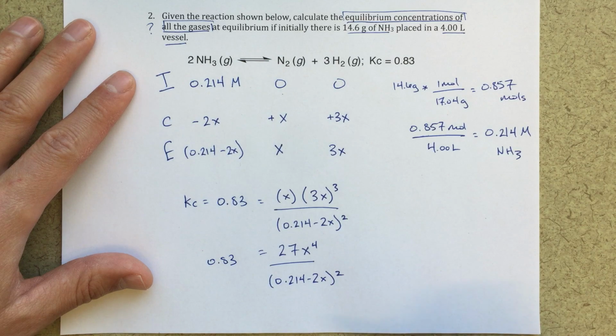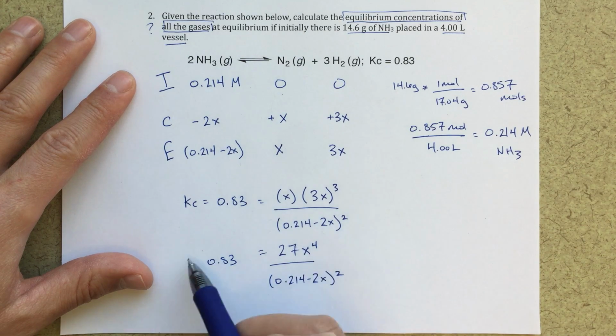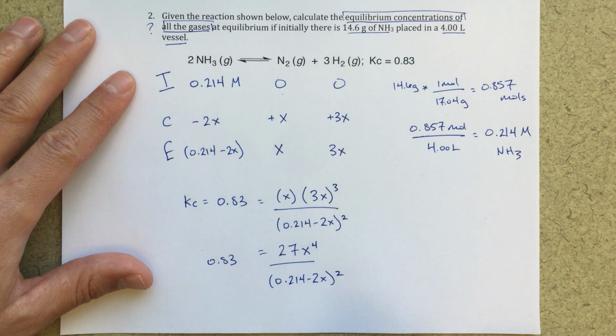The next thing that I'm going to do is I notice that I can take the square root of both sides here and simplify things a little bit.